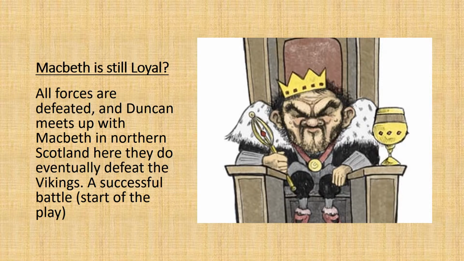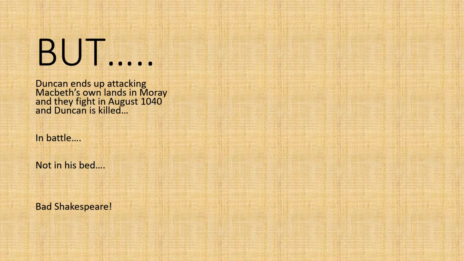So Macbeth is still loyal, and he's fighting in northern Scotland and does defeat the Vikings, and that's where the play of Macbeth starts. Macbeth has actually just defeated the Vikings in a battle, which is deemed to have been historically real, and he's travelling back to see the king when he comes across the three witches, and that's where the story starts. And he's sort of manipulated, or however we're going to look at it, and he's travelling off to meet the king, but he's still loyal at this point.